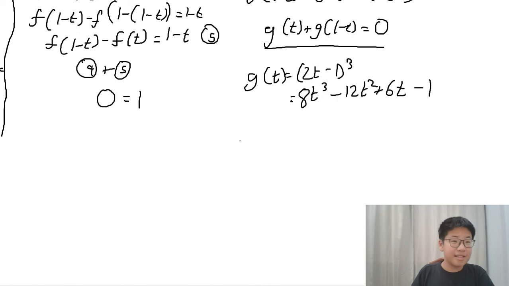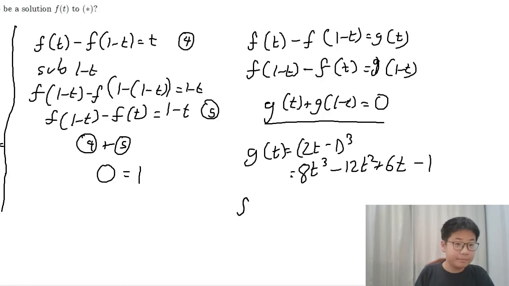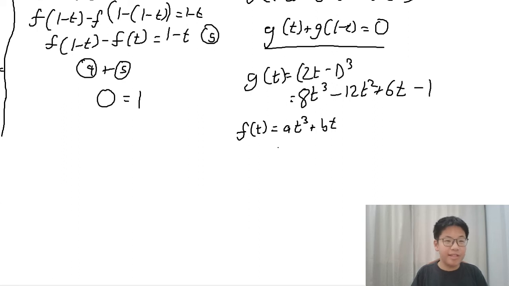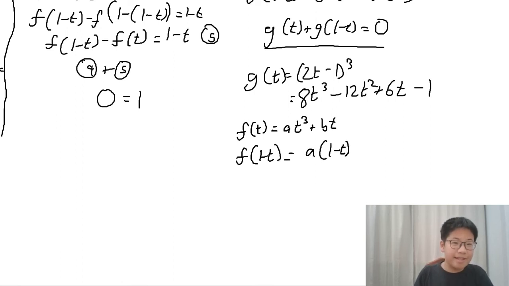So, we are now going to find a function f(t) such that g(t) is this. Let us say f(t) equals a t cubed plus b t. Why are we doing this? It is because we want to make the equation as simple as possible. We cannot make it a t cubed only, because then we wouldn't be able to satisfy g(t), because there will be too little number of degrees of freedom in the equation. So f(1 minus t) equals a(1 minus t) cubed plus b(1 minus t).